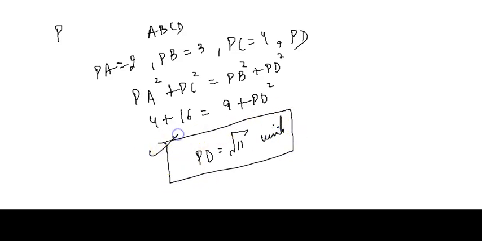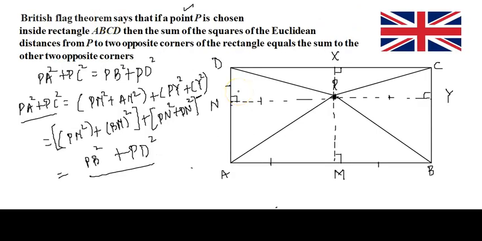Now I leave an exercise for you. This theorem states that if a point P is chosen inside a rectangle ABCD, then the sum of squares of the distances from two opposite corners will be equal to the sum for the other two opposite corners. But if this point lies outside the rectangle, will this theorem be applicable? I leave this question as an exercise for you, and you can give your answers in the comment section below.